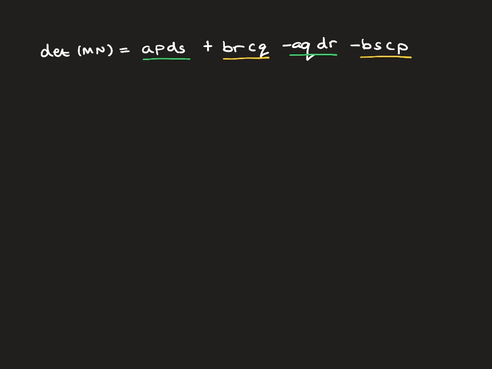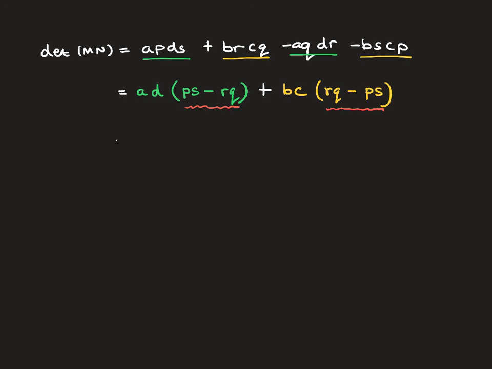So I'm going to factorise from the green parts AD, which leaves me with PS minus RQ, or QR. And then for the yellow parts, I'm going to factorise BC, leaving me with RQ minus PS. Now, notice something. These two are the same, but with a factor of -1 involved here.